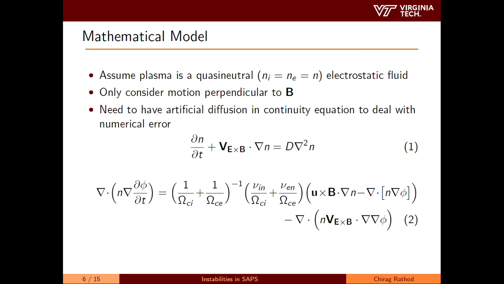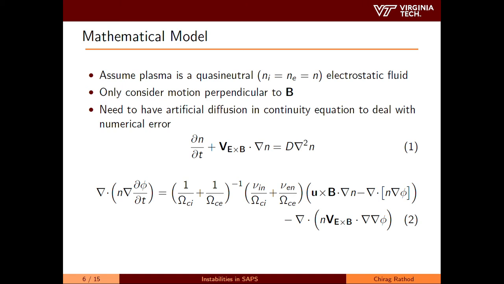We're only considering motion perpendicular to the magnetic field, and to deal with numerical error, we have artificial diffusion in the continuity equation. So equation 1 is our continuity equation, where we're only considering our E cross B drift as our primary driving factor. Equation 2 is our current closure equation, which includes collisional and inertial terms.